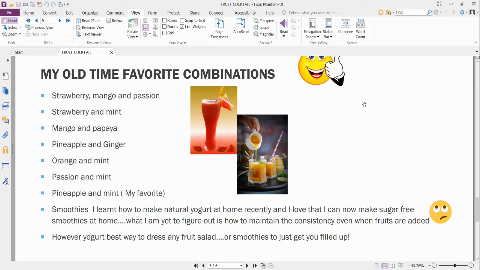There's also orange mint, there's pineapple ginger, mango papaya, very good for children as well, and it helps in terms of bowel movement. I've used this for quite a while with my daughter. So it's something worth trying.